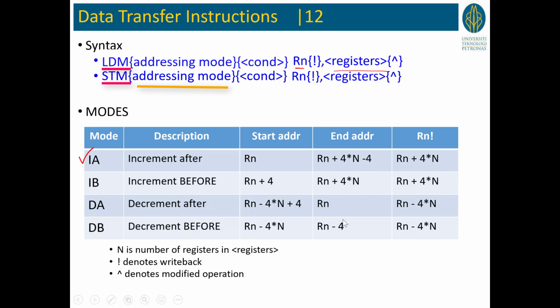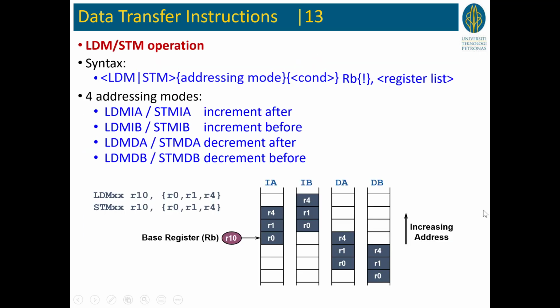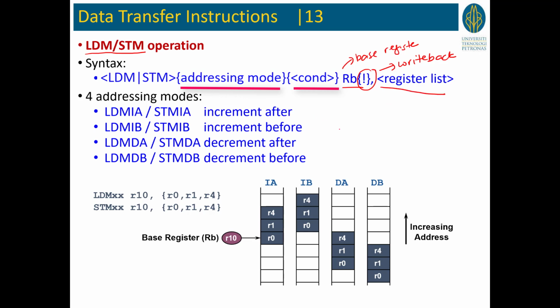So let's look at some examples to get a better understanding. Let's look at an example of using the LDM and STM operation. As a recap, the syntax is as follows. You have the LDM or STM, the optional addressing mode, the optional condition code, and the base register, where it stores the starting address of the memory location. This is the optional write back if you want to change the contents of the base register after you perform the instruction, and then your list of registers. So here are the different addressing modes.